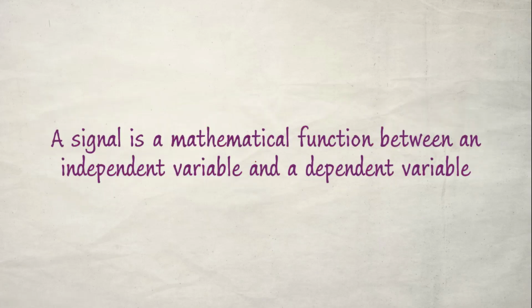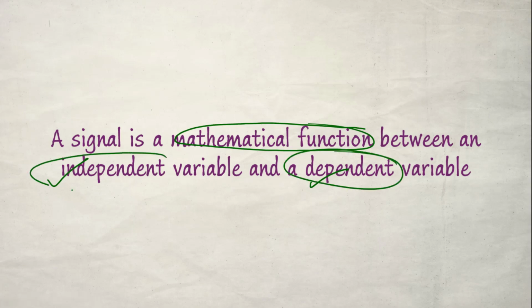Another definition is that a signal can be considered as a mathematical function. We should keep in mind that a signal can be considered as a mathematical function between an independent variable and a dependent variable. So there should be a dependent variable and an independent variable. If we plot that function between the independent and dependent variable, then we will get a signal. These three terms are important in the definition: there should be a mathematical function, and that function should be between the independent variable and a dependent variable.